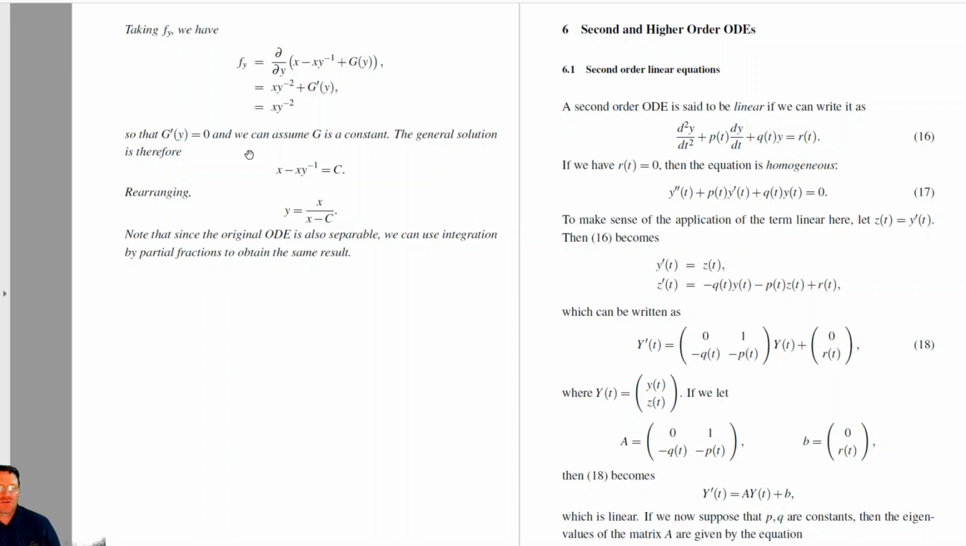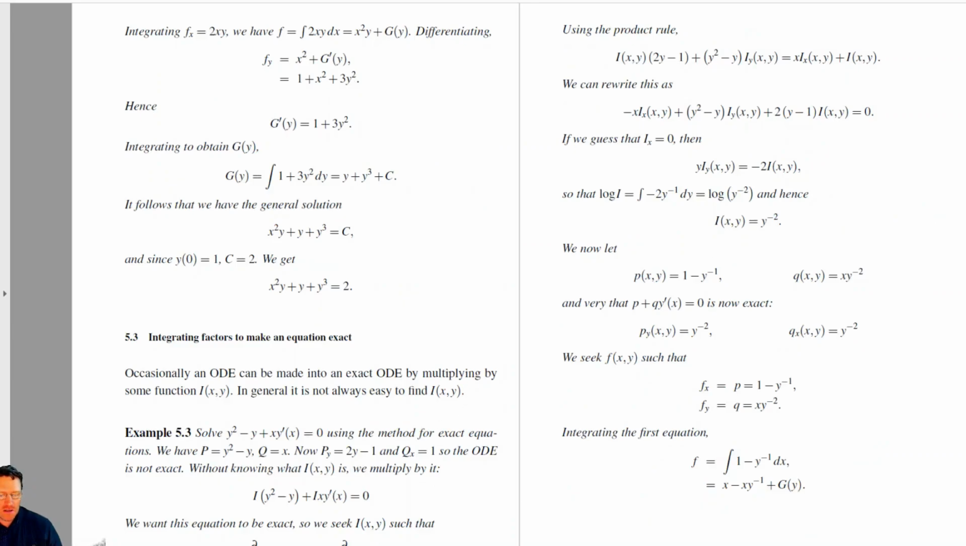So we get the general solution to that non-exact ODE, which is x minus x y to the minus 1 equals c. And rearranging gives us y as a function of x, which is just x over x minus c. But the original equation was separable, so perhaps it would have been easier to use the techniques for separable equations to do that. So let's have a look at doing that via separable techniques and see how hard it would have been.